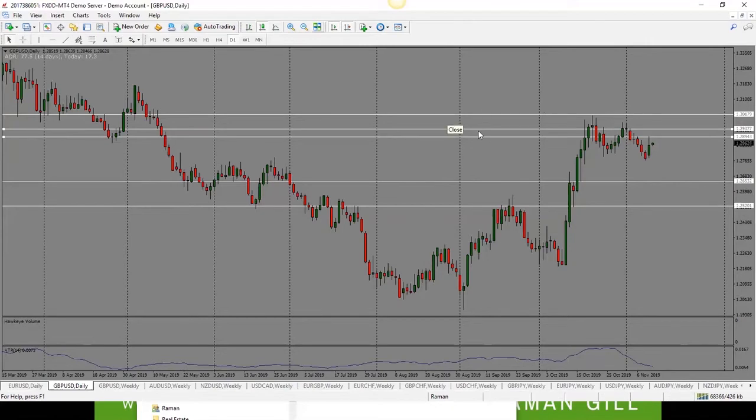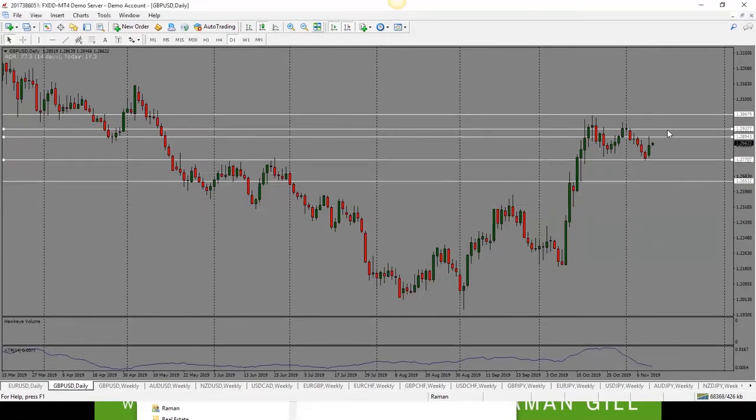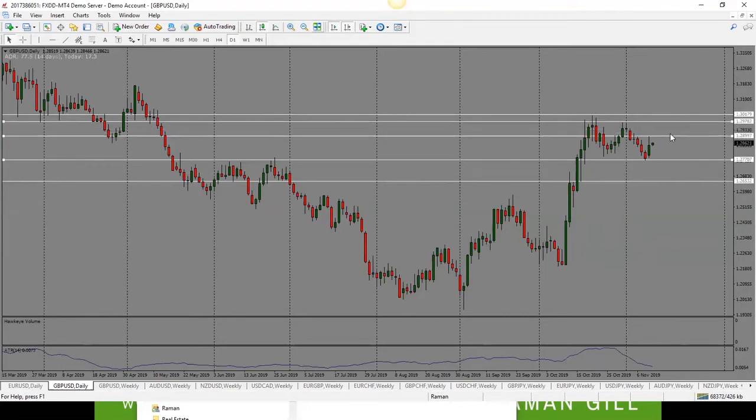So bias here is bullish for pound dollar, and target. The first target is today's high of 1.2900, and then further it can go into 1.2950 or even all the way into 1.2980. So watch out for that.